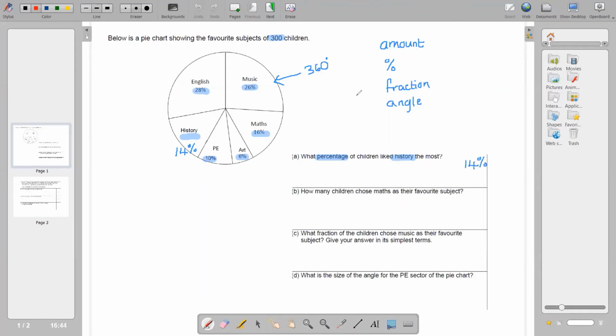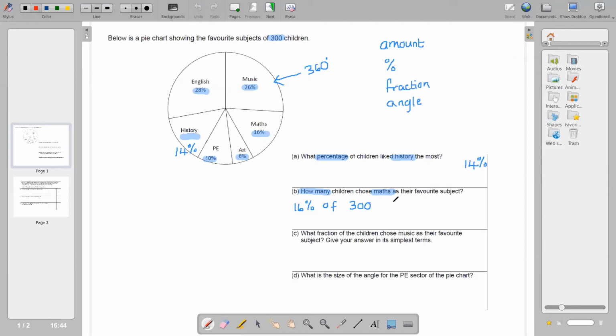The next question asks us how many children chose maths as their favourite subject. So this time we're being asked for our answer to be given as an amount. So what do we know about the maths sector? If we go over to maths, we know that 16% of the children chose maths. Well, the total number of children is 300, so we're looking to find 16% of 300 children. Now you may have your own way of finding percentage. I'm just going to do it very simply here.